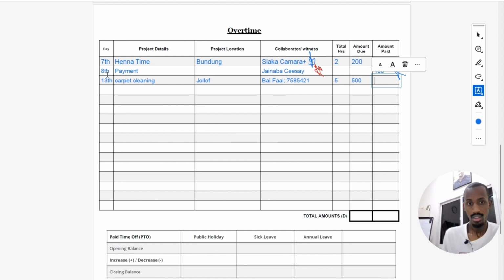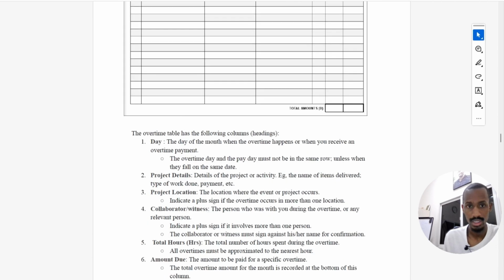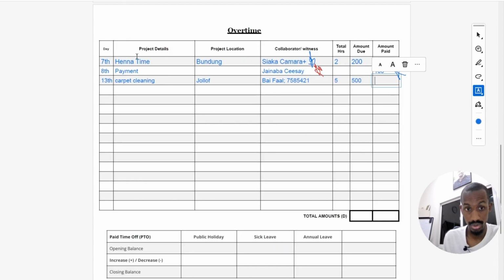Okay, so I think I've exhausted all this explanation about the overtime. Okay, what did you do? Sorry, this is the day of the overtime. What did you do? Where did you do it? Collaborator, with whom did you do it? Total hours, amount due, amount paid. All right. So when you record payment, also record it here, and this is the side where you record all the amounts paid to you and you sign.